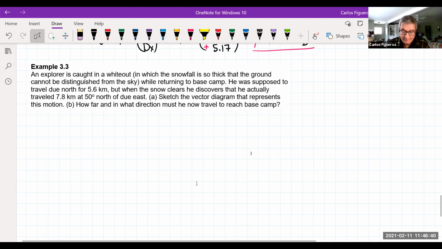Sketch the vector diagram of the motion and then how far and in which direction must he now travel to reach base camp. So note that when I'm looking at this picture, I don't know if you guys have ever been in a whiteout. They're pretty damn scary. I hope you guys are never into that situation.